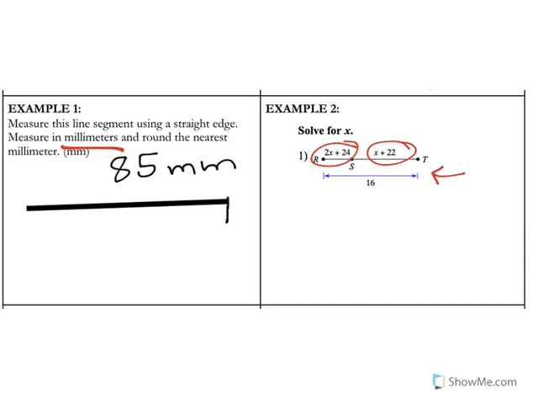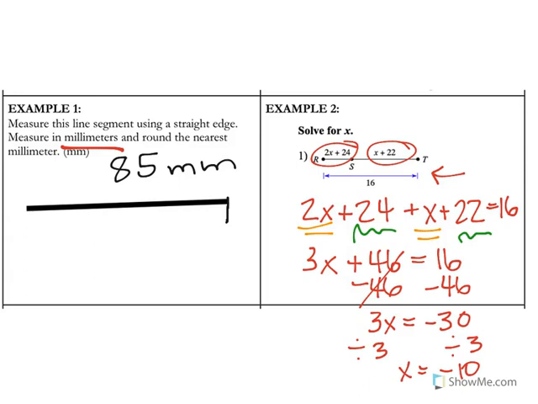Why don't you pause the video and try to set it up yourself? Think about it. You're adding these 2 parts together and they're equaling 16. So try to set it up and solve it yourself and then check and see if you and I agree. Okay, hopefully you set up your equation.